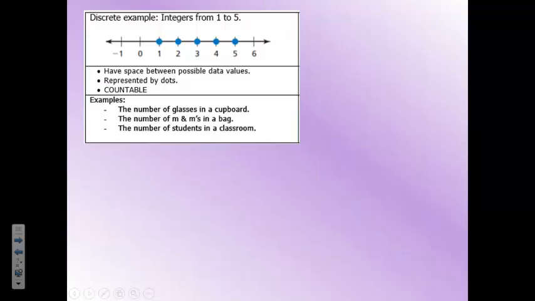Discrete examples would be something like integers in the range 1 to 5. So integers are only going to take on those positive and negative whole numbers. They are represented by dots and they are countable. So examples would be like the number of glasses in a cupboard, the number of M&Ms in a bag, or the number of students in a classroom.